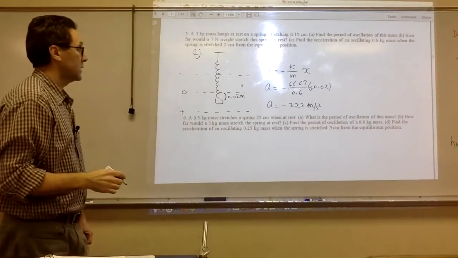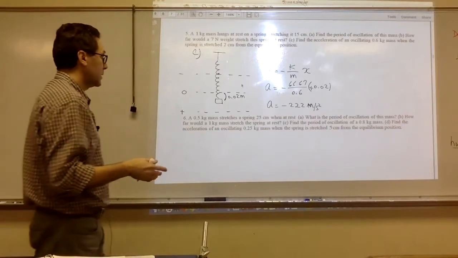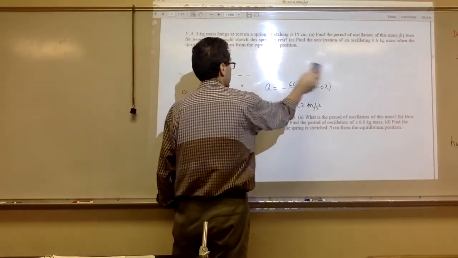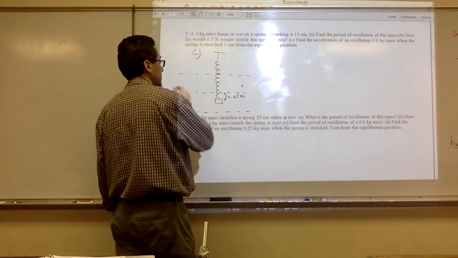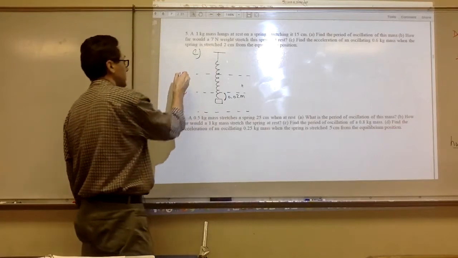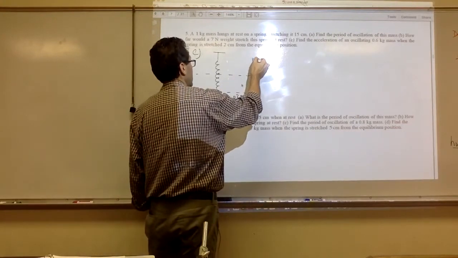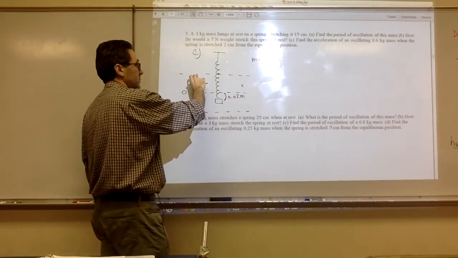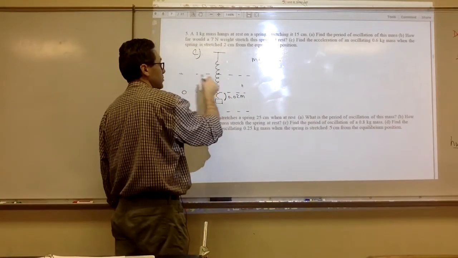All right. I do not recommend that you do it with F net equals MA, but if you want to do it that way, let's say you forgot this formula, the first thing we have to do is figure out these values. Now we can do that with energy, or we can just do it with mg equals kx and figure out how far above this point and below this point we're going to be.